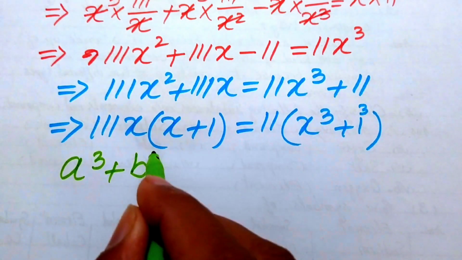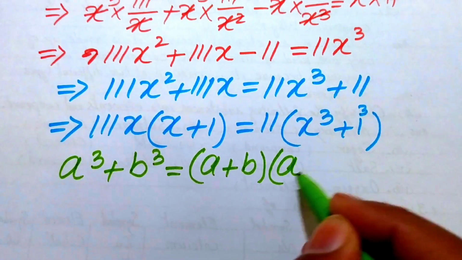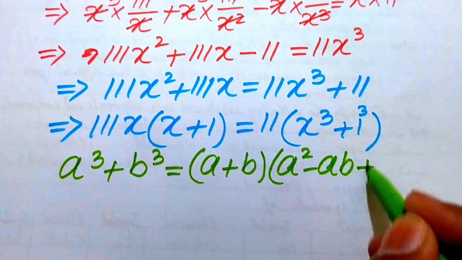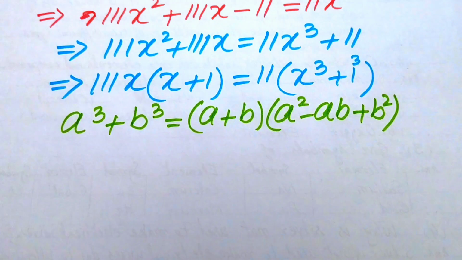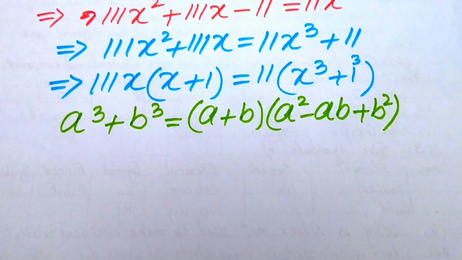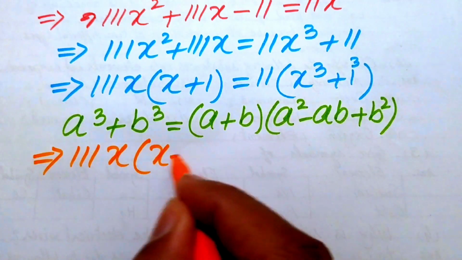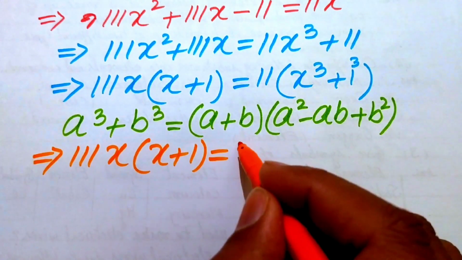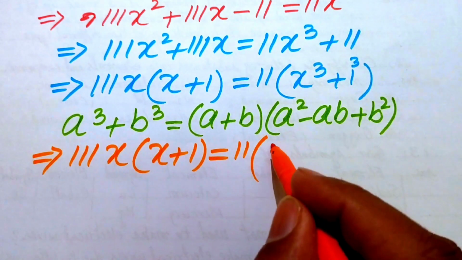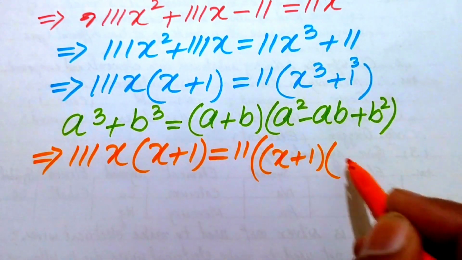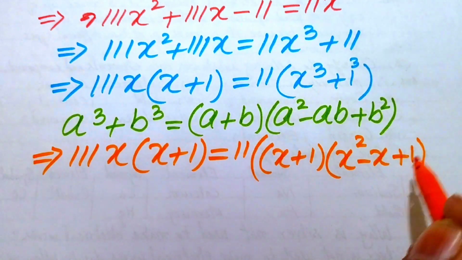If we have a cubed plus b cubed, it equals a plus b times a square minus ab plus b square. So we use this famous identity in the right hand side of the above equation, and we write it as 111x into x plus 1 equals 11 times, we use this cubic formula here, and we get x plus 1 times x square minus x plus 1.